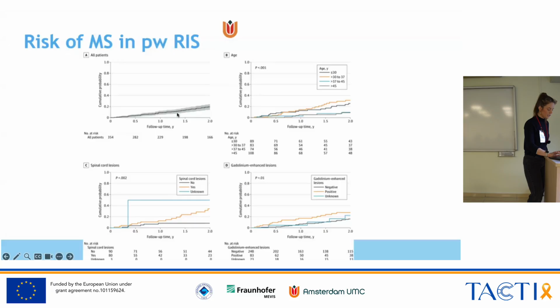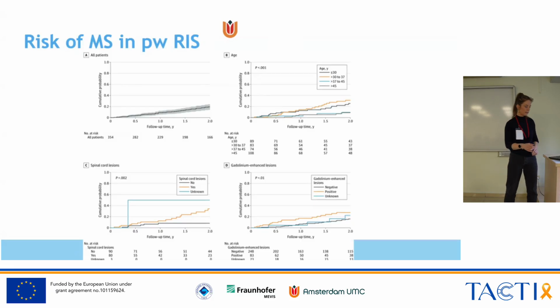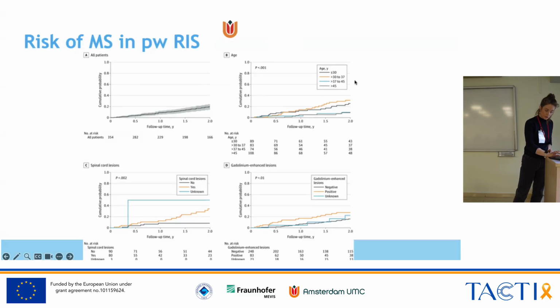And then you could see that here, at least in this data, after 2 years, there was a 20% chance in people with an RIS to develop clinical symptoms, so full-blown MS. And then they did this risk stratification. So they looked at age, the presence of spinal cord lesions, and the presence of gadolinium-enhancing lesions. And you can see that if you are young, here 30 to 40, you have the highest risk of developing MS.